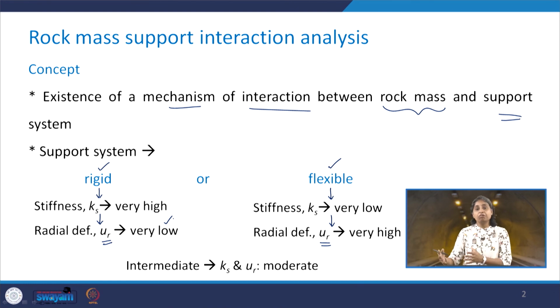And if we go for a very flexible support system, then the deformations are going to be very large, and the system may fail because the deformations are more than the permissible limits. So, what is the way out? Here we need to choose a system having intermediate stiffness, where you have Ks as well as the radial deformation being moderate in nature. So, we are not going to adopt two extreme cases, maybe the rigid or the flexible, but somewhere in between we have to use the optimum type of support system so that it is neither too rigid nor too flexible.